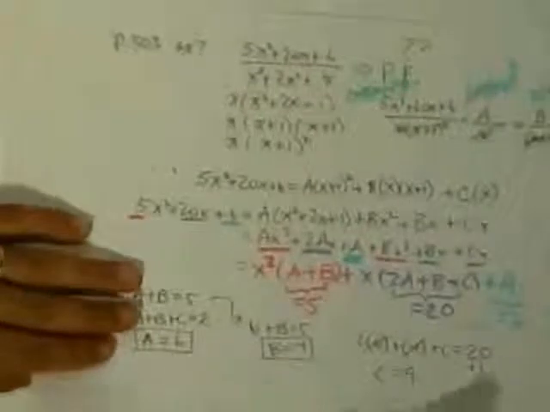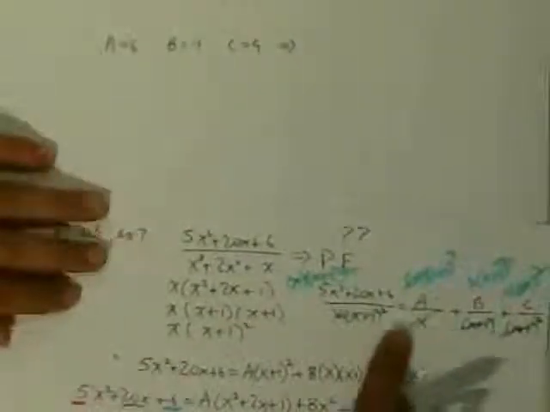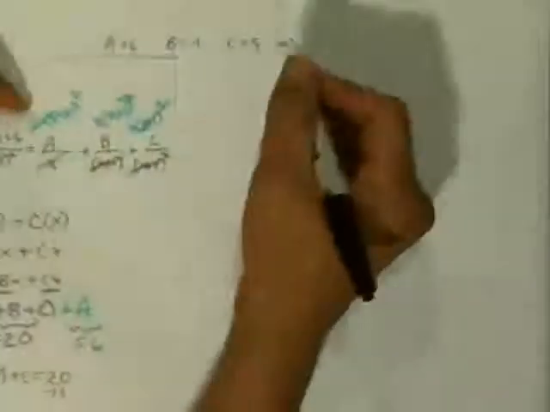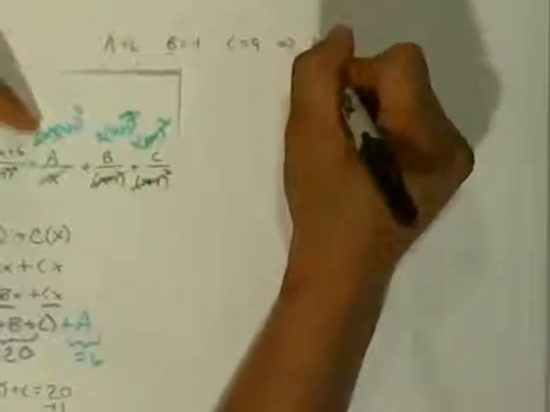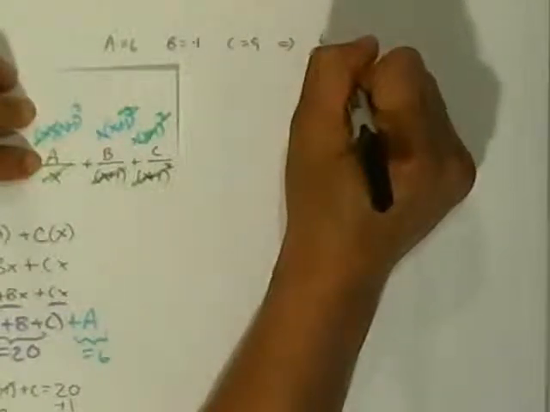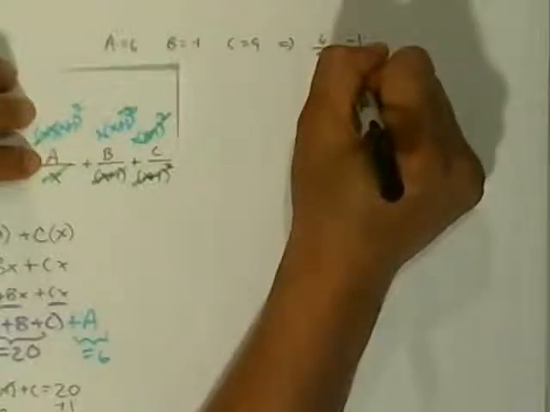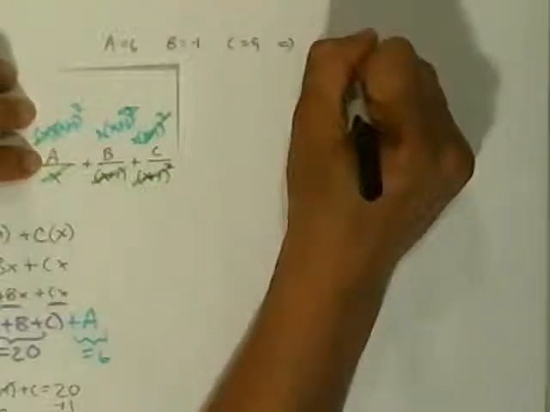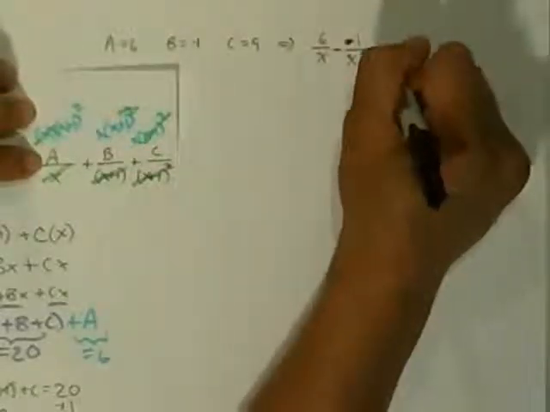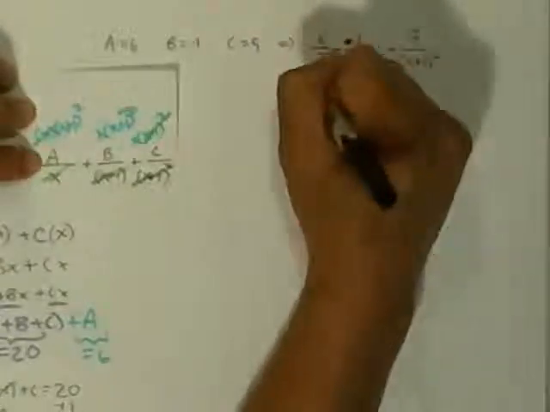The equation becomes, and this is the equation I'm going to use right at the beginning, this one right over here. So that becomes 6 over x minus 1 over x plus 1, and we'll put the minus in front, plus 9 all over x plus 1 quantity squared. And we're done.